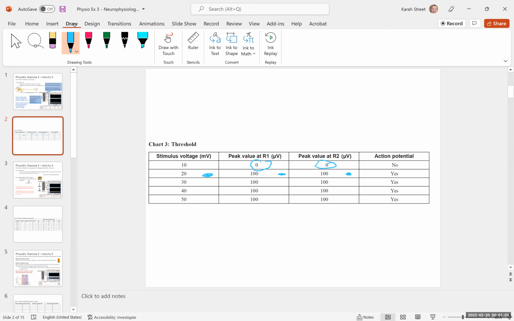Action potentials are all or none. Once we hit our minimum stimulus voltage, going higher than that to 30, 40, or even 50 millivolts, we still got the same peak values recorded at recording electrode 1 and 2. This experiment nicely shows the same experiments you're learning about in lecture done by Hodgkin and Huxley using the giant squid axon. Once that threshold was reached, giving a greater stimulus did not lead to a greater amount of electrical current detected during the action potential. It's all or none.